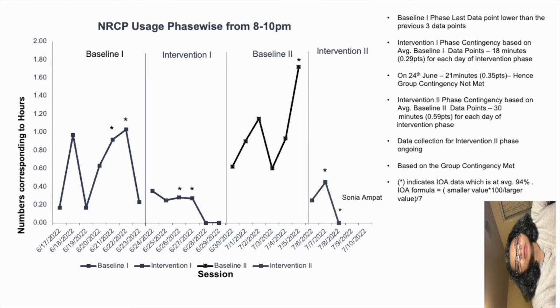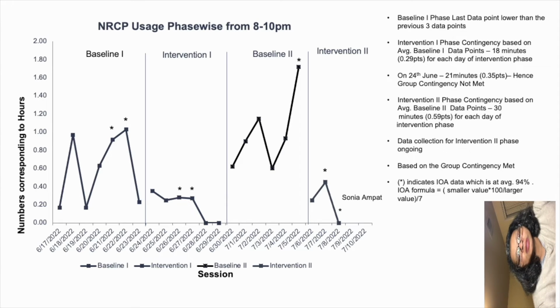Now, based on the calculation of average baseline, 50% of average baseline data point, the criteria that I was supposed to meet was I should be using only 18 minutes of non-work related cell phone usage each day during the intervention phase.